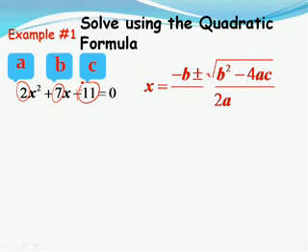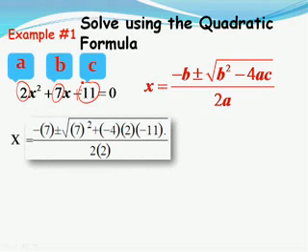My next step is to recall the formula. And the following step is to plug in values of the coefficients a, b, and c into the given formula. b is 7, a is 2, c is -11, and a is 2. So as you see, I like to use parentheses, because parentheses will help me to avoid mistakes.